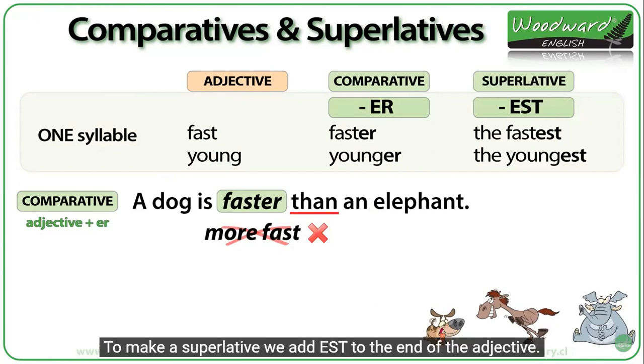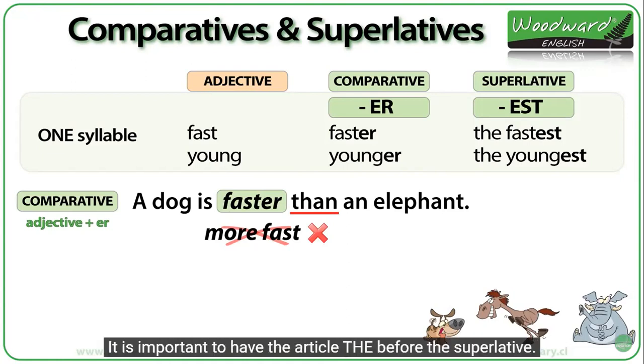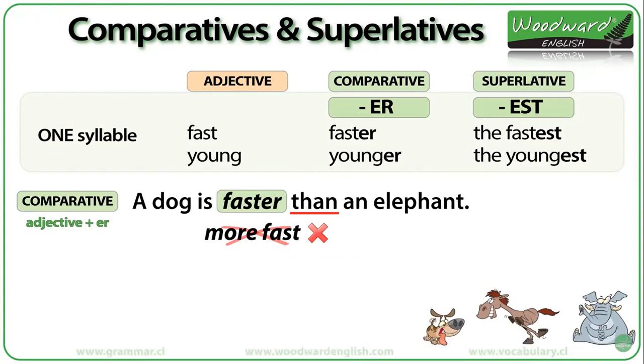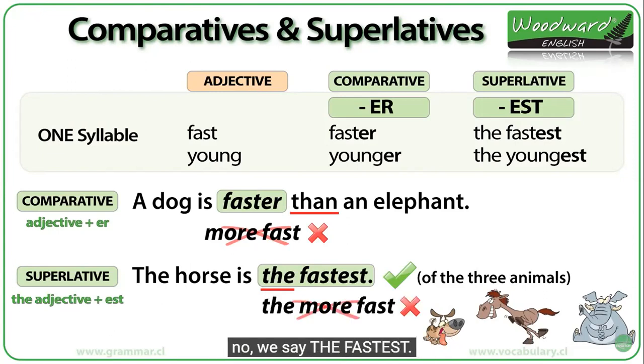To make a superlative, we add est to the end of the adjective. Fast becomes the fastest. Young becomes the youngest. It is important to have the article the before the superlative. The horse is the fastest. Again, since the adjective has one syllable, we do not say the more fast. No, we say the fastest.